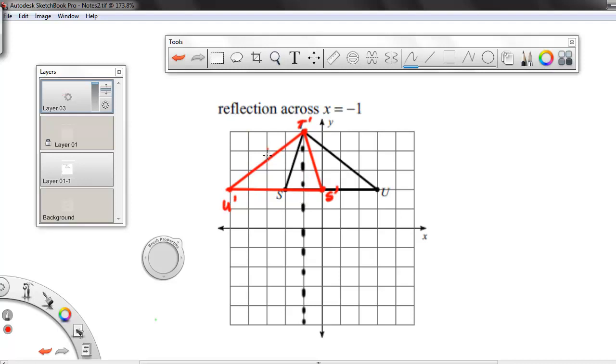Now, if you have a reflection problem that asks for the ordered pair, what you need to do is draw the diagram just like we have here on your paper and then pick off the points.